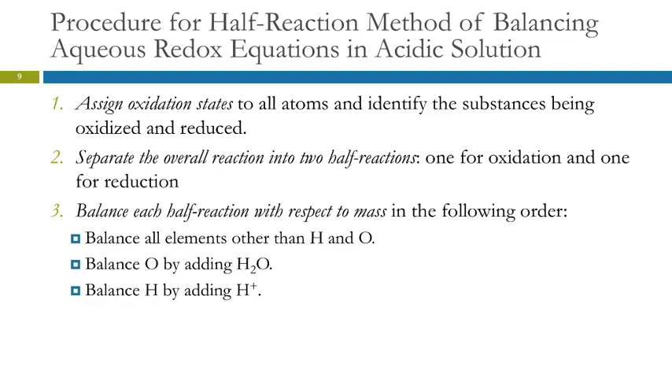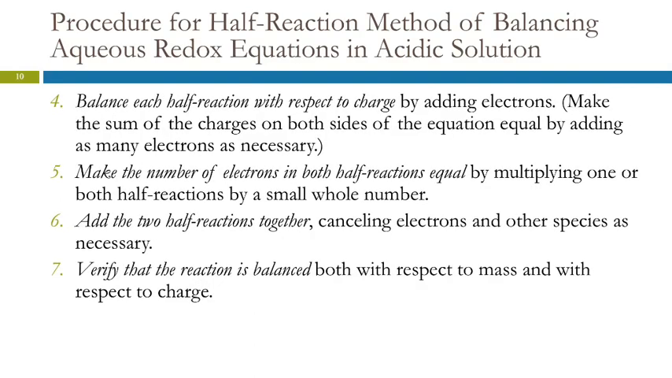So how do you balance those half reactions? First, you balance with respect to mass, balance everything other than hydrogen and oxygen. Then you balance oxygen by adding water, and you balance hydrogen by adding H+. This is for aqueous reactions, so there is water available, and there's H+ available.